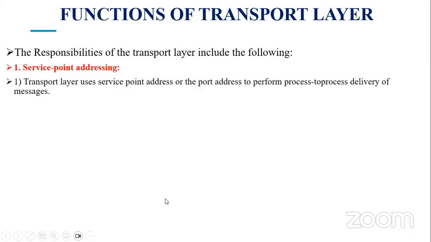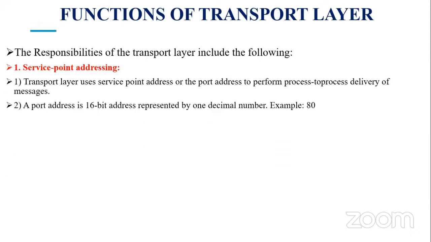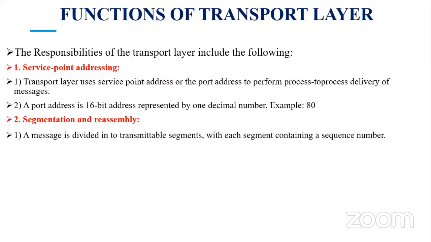Okay. Transport layer uses service point address or the port address to perform process to process delivery of message. A port address is a 16-bit address represented by one decimal number. Example, 80. Then the segmentation and reassembly. What do you mean by this?